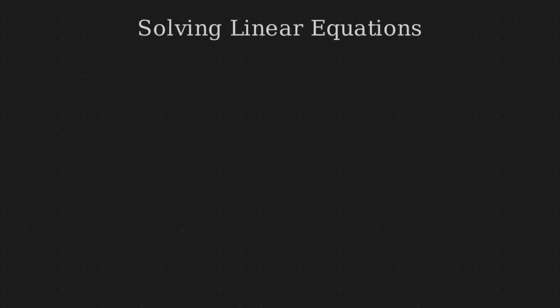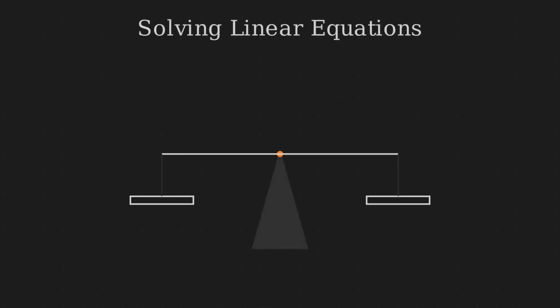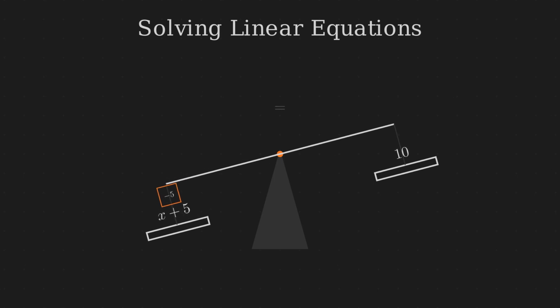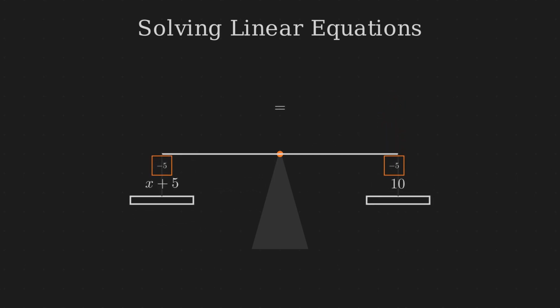When we solve a linear equation, our goal is to get the variable on its own on one side of the equal sign. This is called isolating the variable. To do this, we use the golden rule of algebra. Whatever we do to one side of the equation, we must do to the other side as well. This keeps the equation balanced at all times.